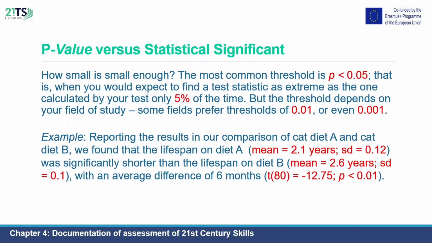In this part, we should know how small is small enough. The most common threshold is p lower than 0.05.